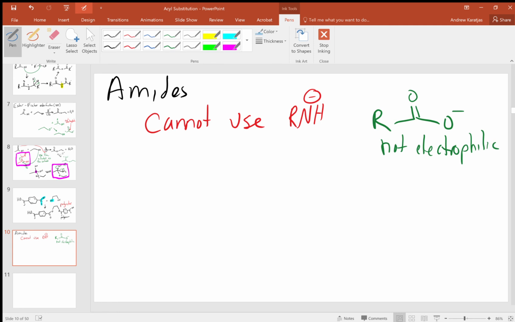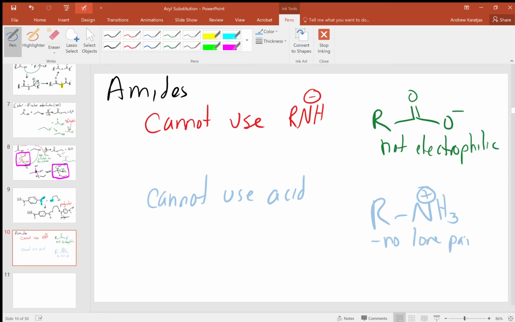All right, so if we can't do that, our next guess might be let's use acidic conditions to protonate and activate the carbonyl. Turns out we can't do that either. Because if we use acid, then our amine nucleophile will get protonated. And when it's protonated, that means there's no lone pair left. And it's not going to be nucleophilic. So what do we do here instead?